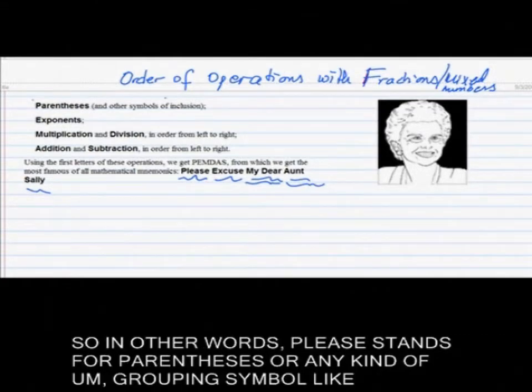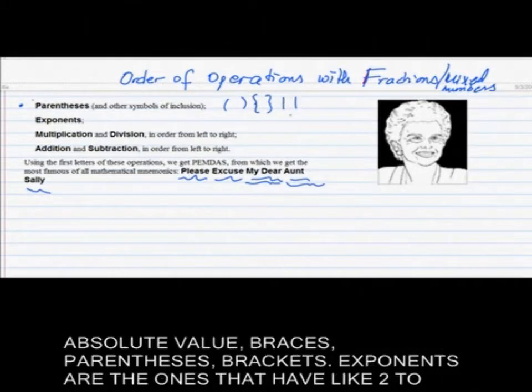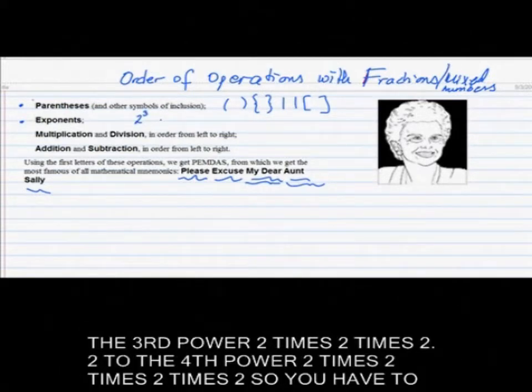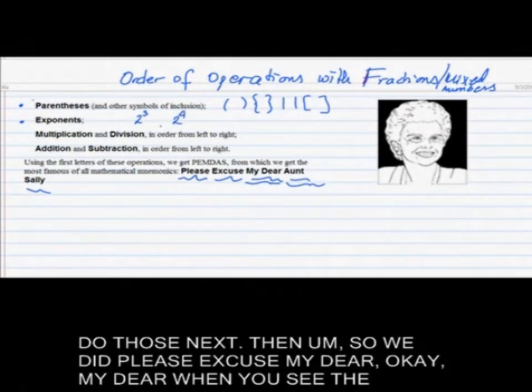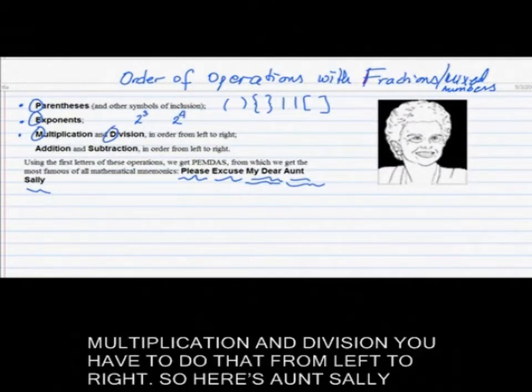So in other words, please stands for parentheses or any kind of grouping symbol like absolute value, braces, parentheses, brackets. Exponents are the ones that have like 2 to the third power, 2 times 2 times 2, or 2 to the fourth power, 2 times 2 times 2 times 2. You have to do those next. Then, so we did please excuse. My dear: when you see multiplication and division, you have to do them from left to right.